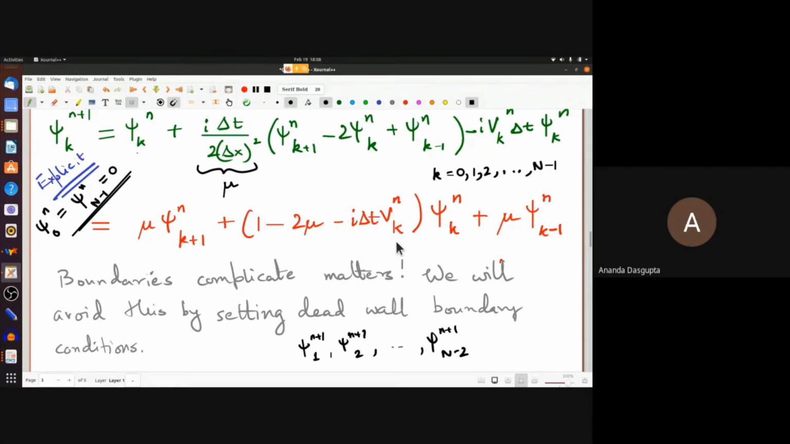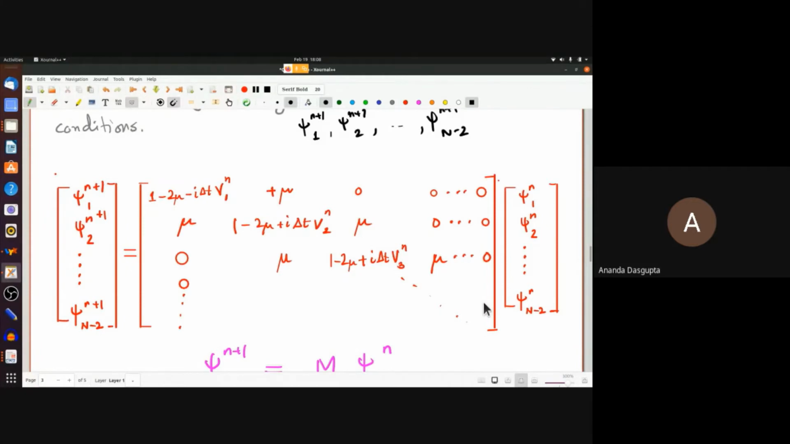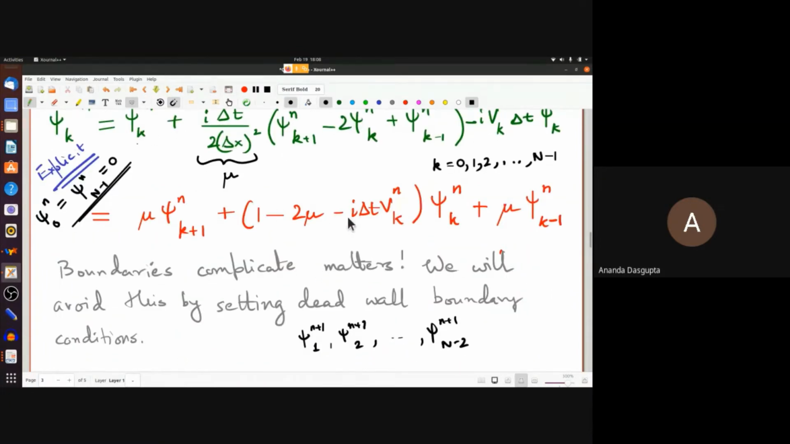Right? And that means that when you write down a matrix for this, the matrix will be a nice tridiagonal matrix. There will be terms down the diagonal, which are exactly these terms, 1 minus 2 mu minus i delta t V kn. Well, 1 minus 2 mu is a fixed quantity, and of course the potential can change from x to x. So at different points, it will have different values. So there's still a diagonal term, and the off-diagonal terms are fixed. They are mu on both sides.